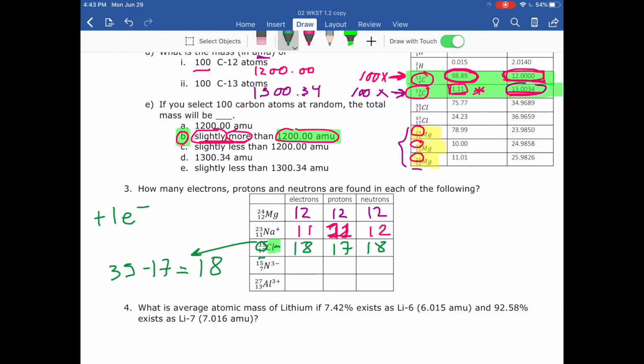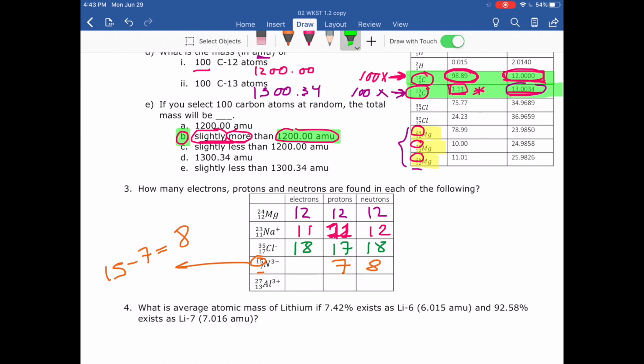The next one would be the nitrogen. So the nitrogen has 3 negative as the charge, okay? And we do exactly the same thing. So the nitrogen has 7 as the atomic number, therefore 7 is the number of protons. And then to find the number of neutrons, we take the mass number, 15, minus the atomic number, 7. So the number of neutrons in this case is going to be 8.